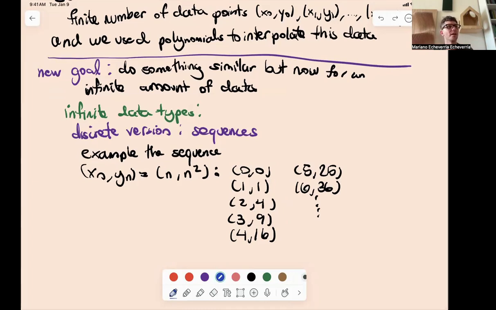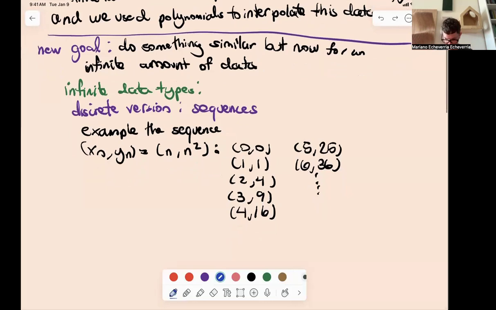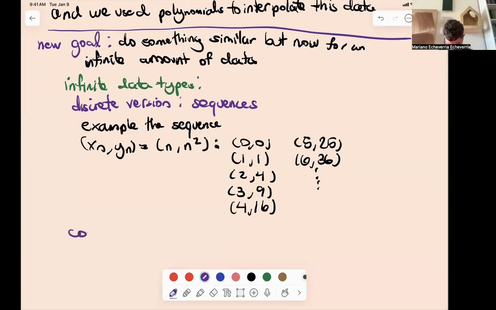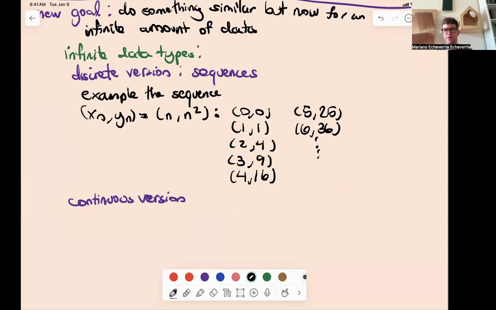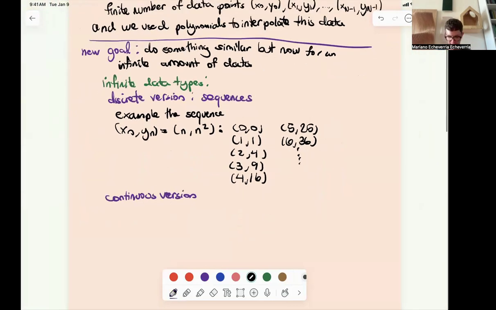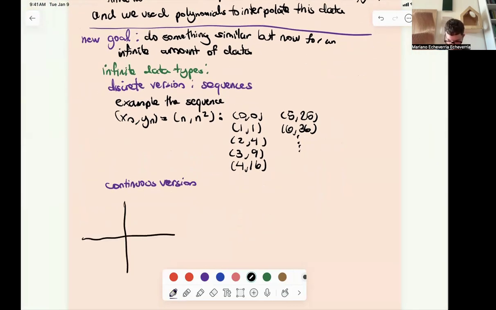Now that's nice, but usually because we want to relate our techniques to calculus, it is easier to work with a continuous version of this. So the continuous version of an infinite amount of data is what a function is. So the continuous version of this is a function. And in fact, I'll draw the graph because that's actually the easiest way to represent a function.